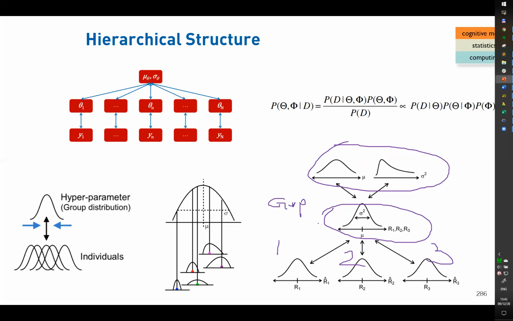G group, yeah, okay. One sentence summary: if we are doing hierarchical parameter fitting, we are considering the group level distribution and the individual level distribution simultaneously. So that's it. This is hierarchical fitting.